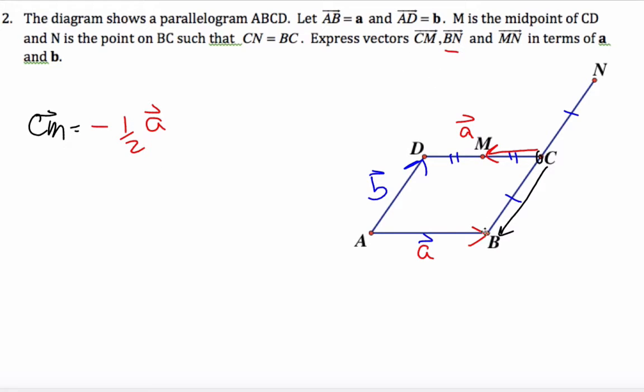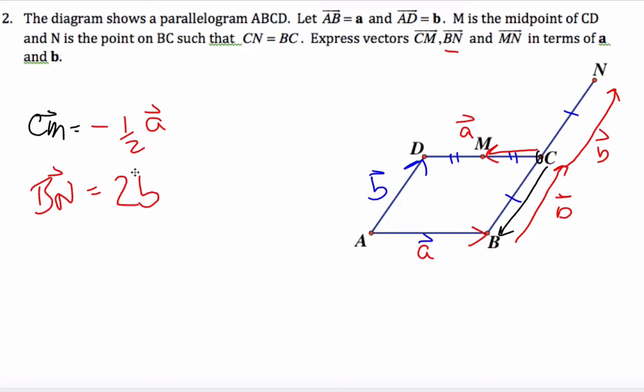BN, so if I want to go B to N, well, this is B. That's an equivalent vector, B as well, so it's going to be 2B. And then finally, MN, M to N. Let me clean this up a little bit so we can see what's going on.